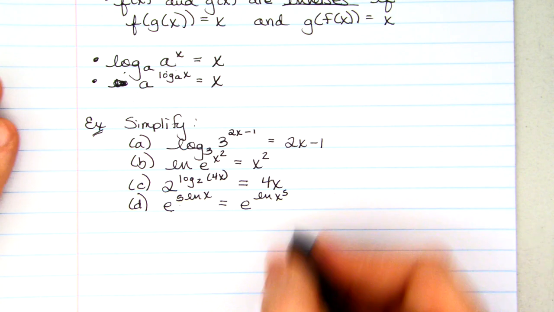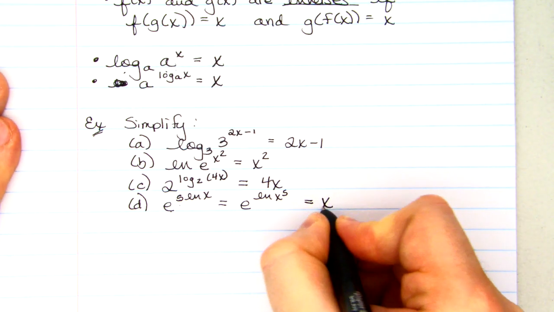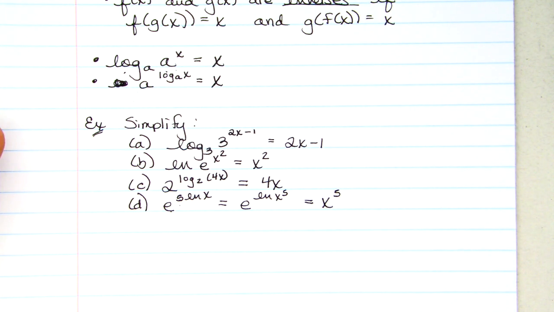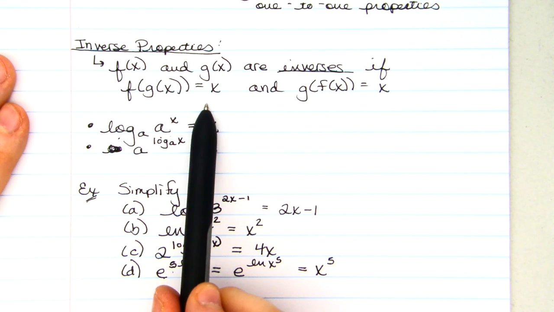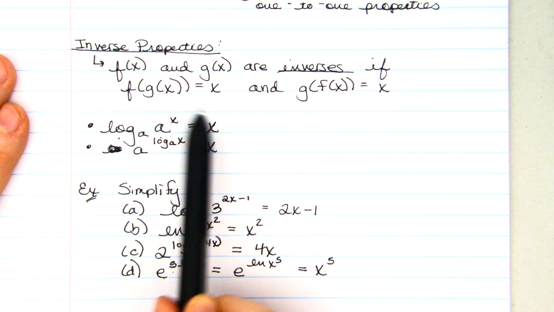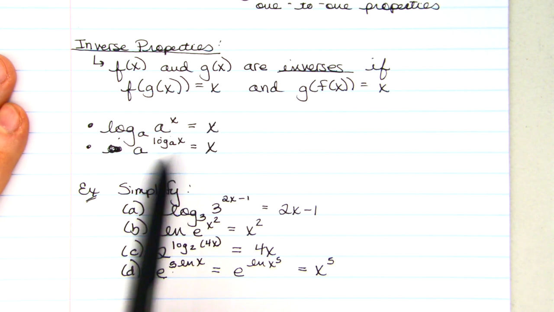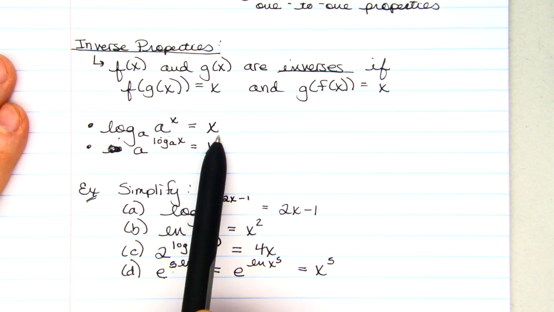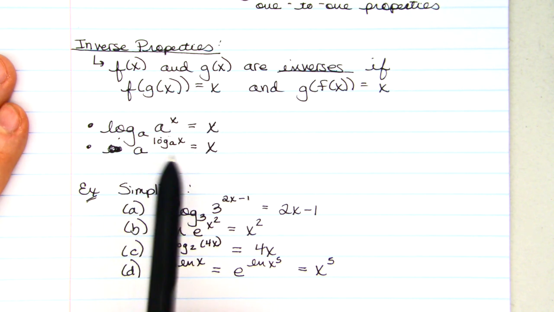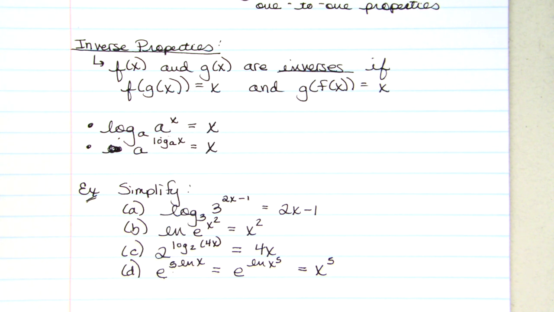Okay. This is going to end up giving us x to the 5th over there. Does that idea make sense? These are our inverse properties. The quick version is, if two things are inverses, they undo each other, just giving you x. f of g of x equals x, g of f of x equals x. If I plug an exponential function into a log, I just get the thing that was in the power. If I plug a log into an exponential function, I get the thing that was inside there. We're going to use this idea in a moment to solve some equations.